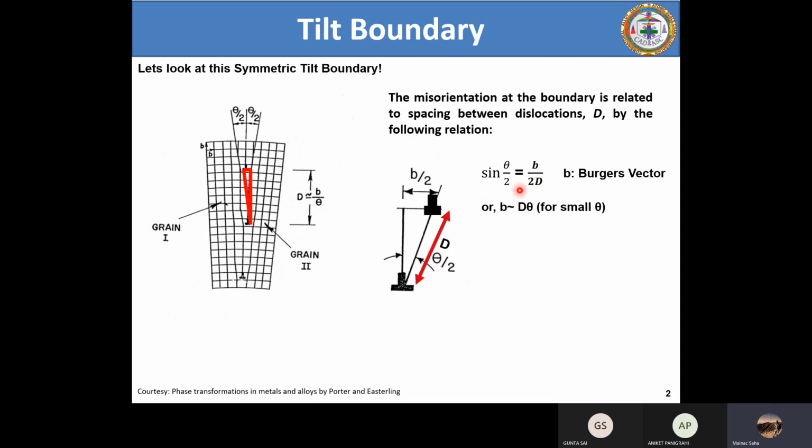Now if you come back and look at sine theta by 2 equals b by 2d, here if theta is very small, sine theta is almost equal to theta, and that is equal to b by 2d. So the 2 cancels. So b is nearly equal to d theta, and that's what I'm approximating, because it cannot be exactly equal, since sine theta by 2 is approximately equal to theta, but not exactly. The third or fourth decimal digit will be different. But b is almost equal to d theta.